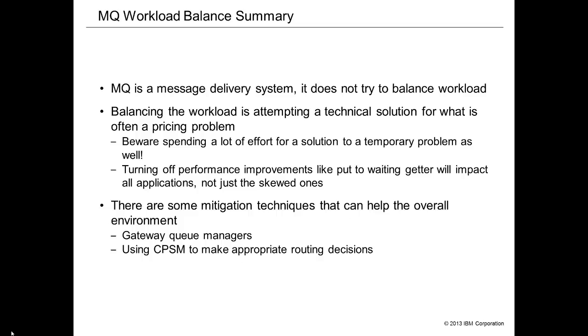If, for example, I am upgrading one of my CECs in my environment to an EC12 and the other is a z10, I know I'm going to experience some workload imbalance for a while. Do I want to spend a lot of time and money smoothing that out for a situation that may only last a couple of months? It's a trade-off. You need to think about how this is going to impact your environment in the future. You can turn off performance improvements like put to waiting getter, but that impacts all the applications, not just the ones that are dramatically skewed or that are making a difference to your business.